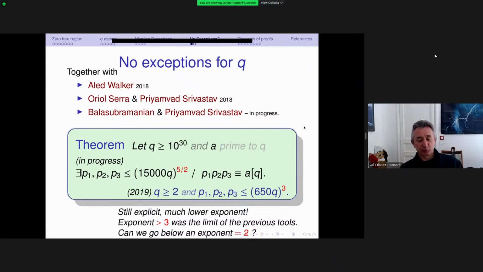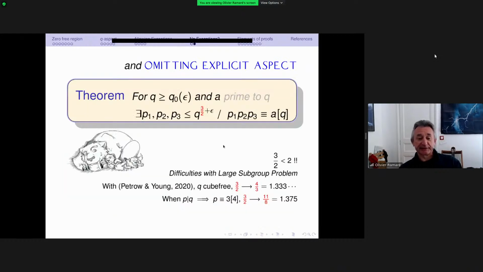And of course, we wanted to go beyond the exponent 2, because on the Riemann hypothesis, in general the Riemann hypothesis, we have 2 for primes. And that we've been able to get, in fact, by the same method. The proof is much simpler, in fact. So we can prove that given q and given epsilon, and given a class a prime to q, we can find three primes p1, p2, p3 less than q to the 3/2 plus epsilon, so that p1 p2 p3 is congruent to a mod q. And we were very happy because the 3/2 is less than 2.